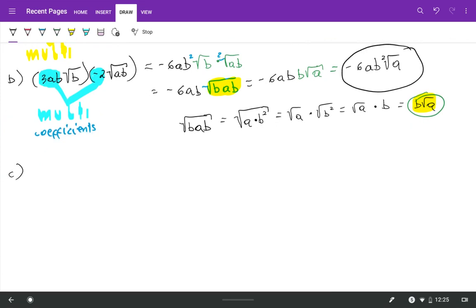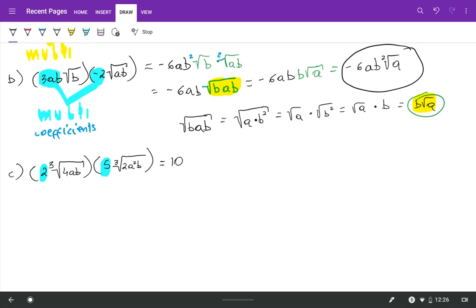C, we have 2 radical of index 3 of 4ab times 5 radicals of index 3 of 2a squared b. Okay, so what we're going to do, we always multiply the coefficients first. So we have 2 times 5, which will give you 10.